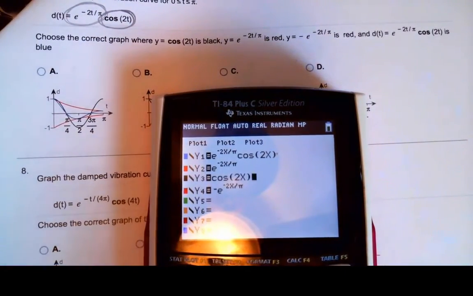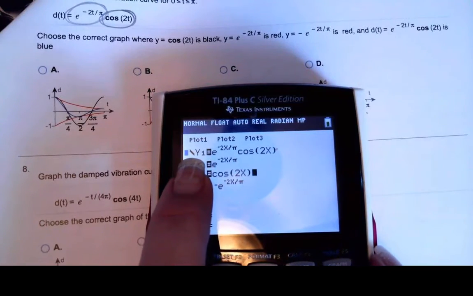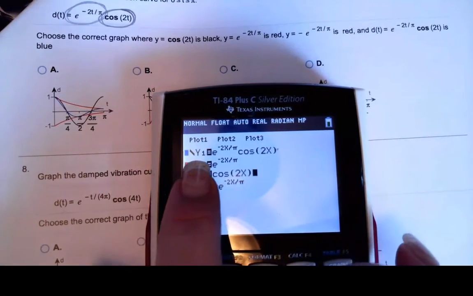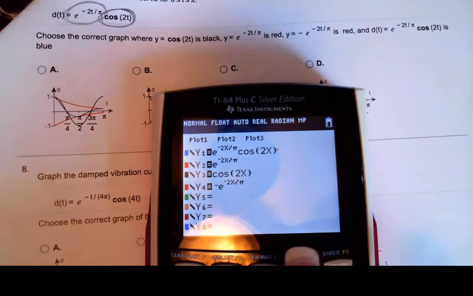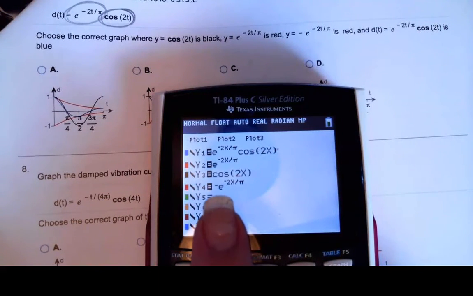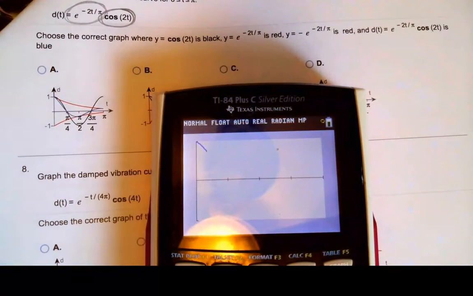So when I look at this, as it graphs it out, the blue one is going to graph first, and it's going to be the actual graph of the function. The red one, the positive e curve, is going to graph next. Then it's going to graph cosine in black, and then it's going to graph the negative e curve last. It goes in order. So when I hit graph, the first thing I see is the actual graph of the function. Be patient, it's working hard. And then the next thing I'm going to see is my positive e to the negative 2x over pi.